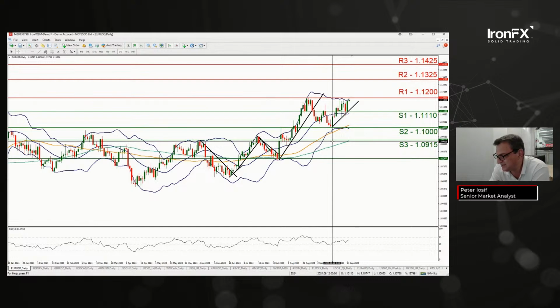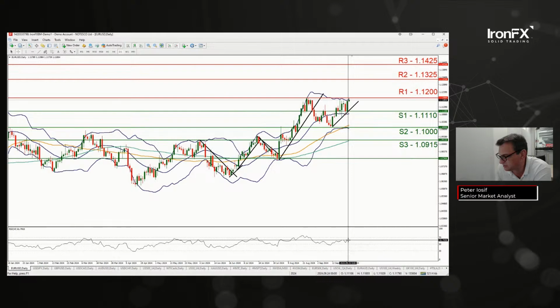The RSI indicator is between the readings of 50 and 70. It's actually at 61, if I'm correct. Let's have a look. Yeah, 61.2, implying a rather bullish predisposition on behalf of the market for the pair. That's another factor which could push Euro USD higher on a technical level.